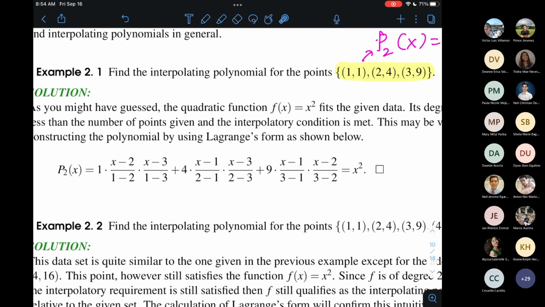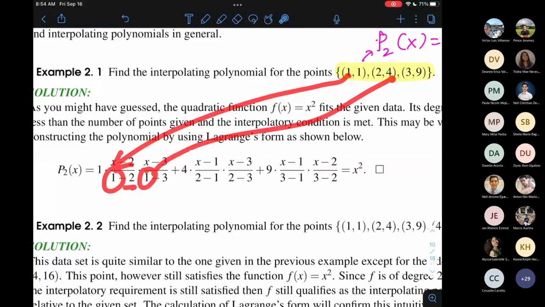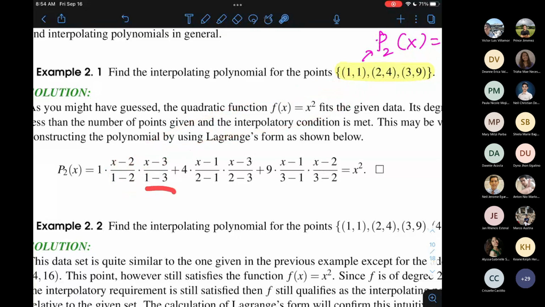All right? So ibig sabihin, meron akong x minus x2, so x minus x2 all over 1, which is the first subtrahend, minus 2, first subtrahend, minus 3. All right? Siyempre, bawal akong magka-1 dito sa subtrahend kasi magkakaroon ako ng 1 minus 1. And then f of x2, second function value, we get 4.